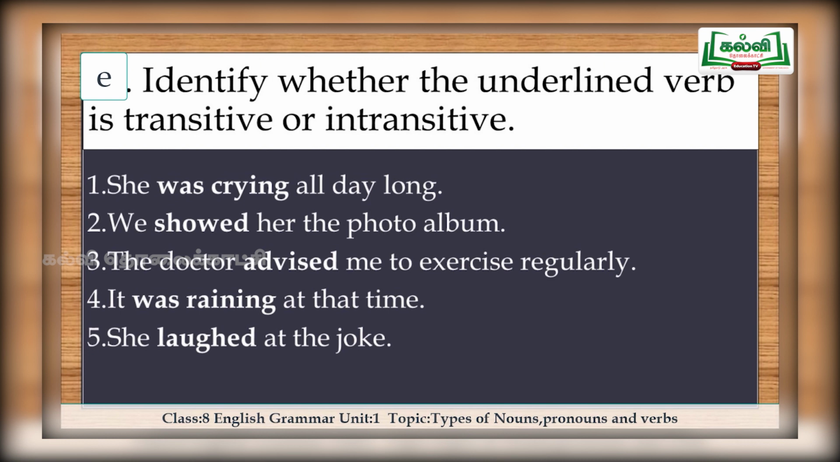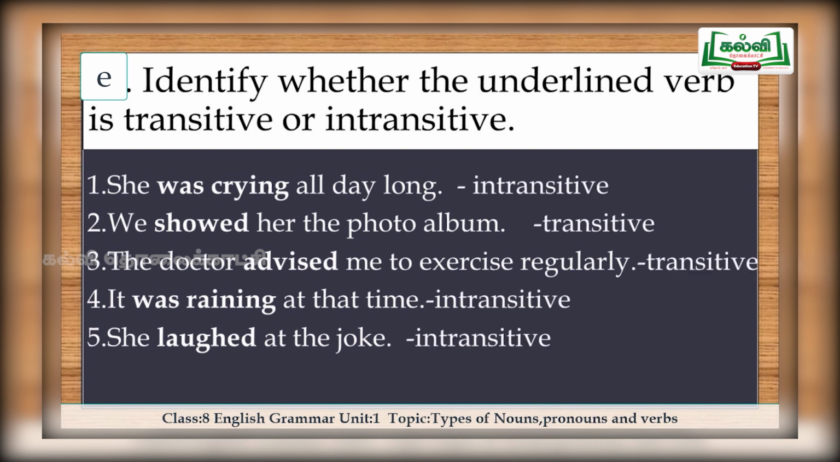Number 1 is she was crying all day long. Number 2, we showed her the photo album. Number 3, the doctor advised me to exercise regularly. Number 4, it was raining at the time. Number 5, she laughed at the joke. So identify whether it's transitive or intransitive. So now let's check the answers.